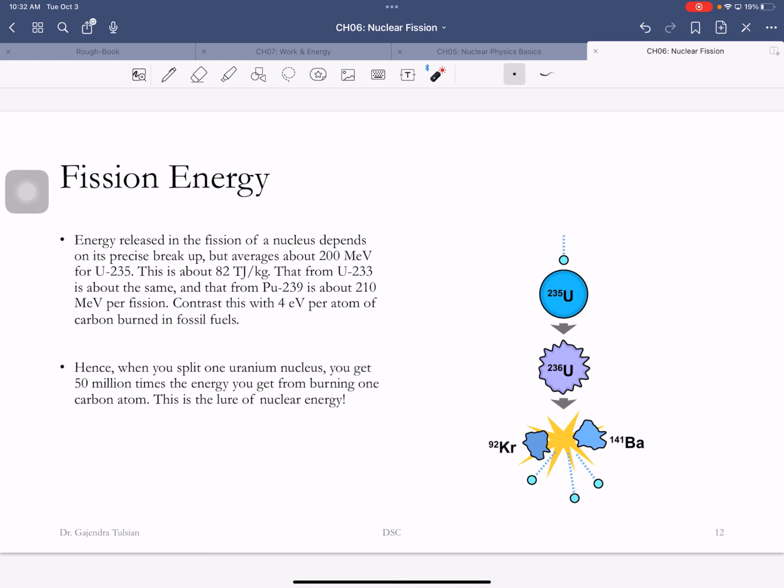Again, the energy released in the fission of a nucleus is about 200 MeV. Contrast this with 4 eV per atom of carbon burned in fossil fuels. So you're getting 50 million times the energy per atom.